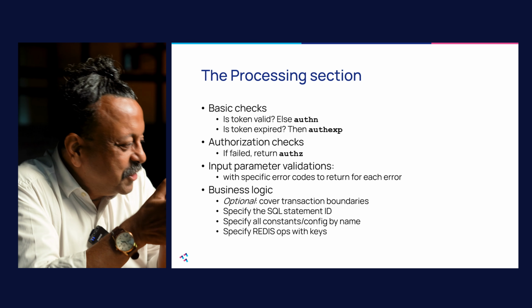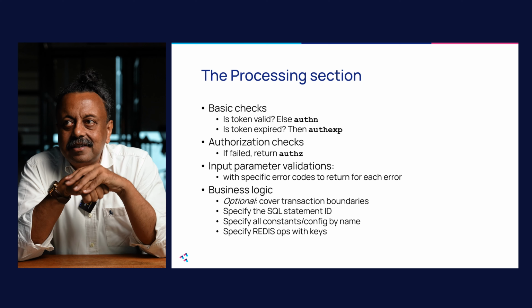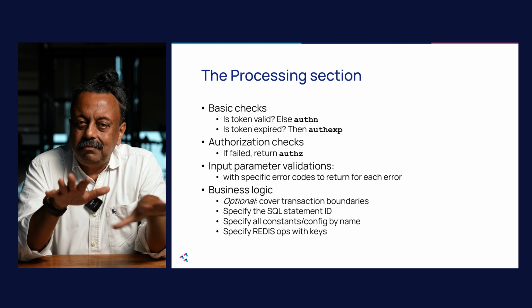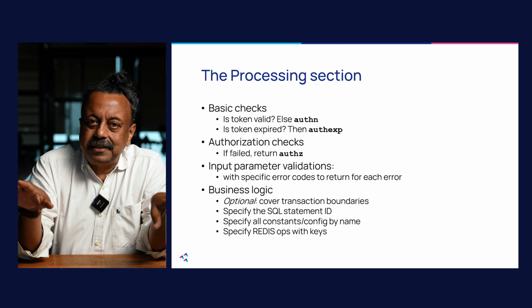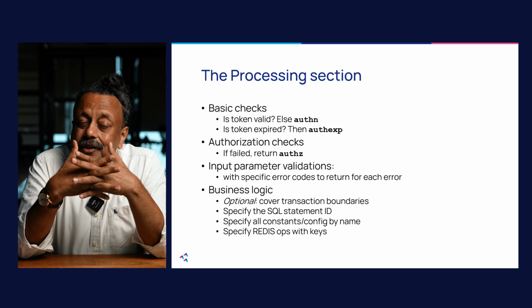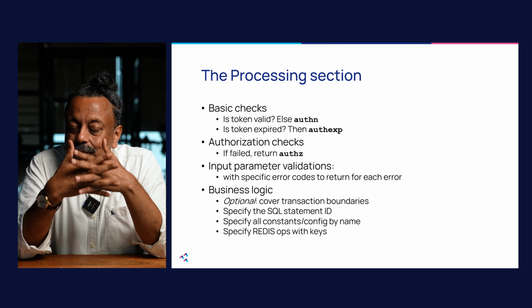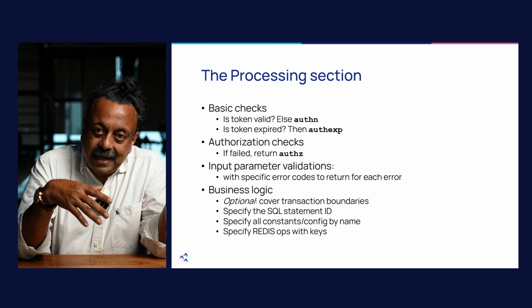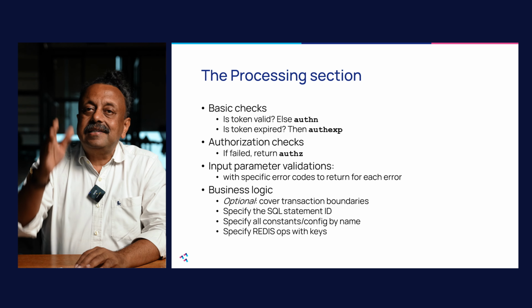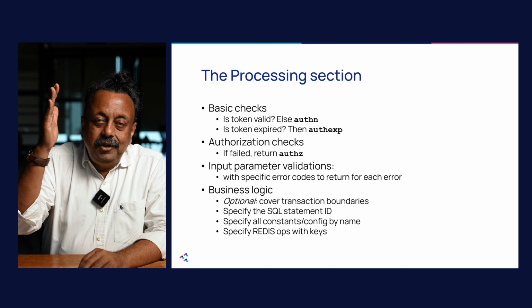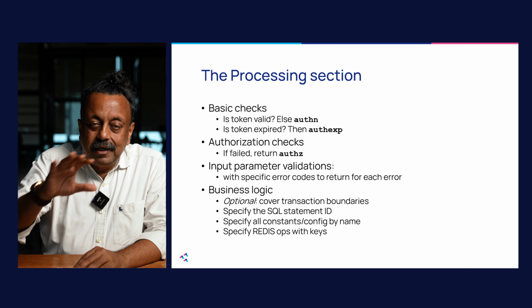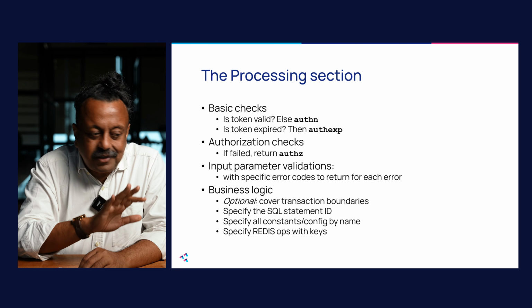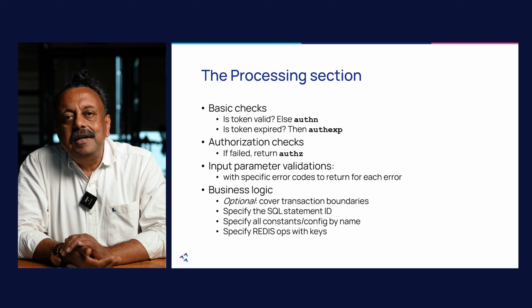Okay. So basic checks. After basic checks, we have the next check, which is authorization. I am assuming you know the difference between authentication and authorization. So if authorization checks fail, then the web service will return the error code auth-z for authorization. That was auth-n, this is auth-z. So auth-z indicates you are authenticated, you are a legitimate user, your token is valid, but you don't have the rights to do what you're trying to do. So that's auth-z. After authorization checks, the next is input parameter validation.